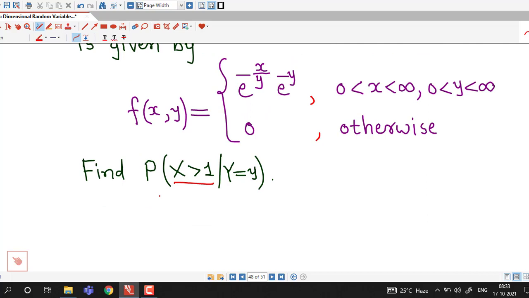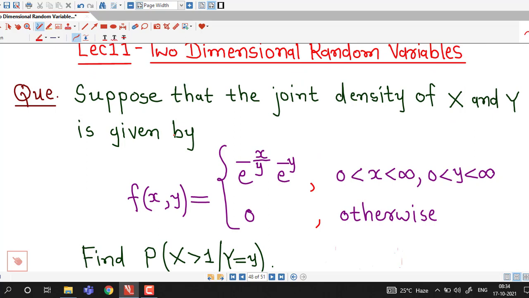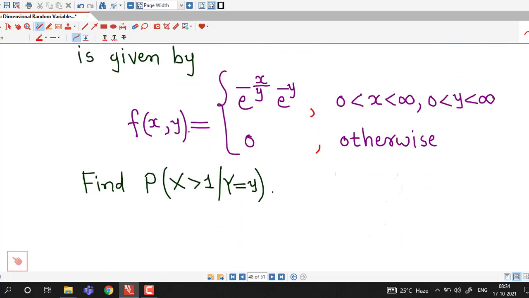So to find out this probability, first we have to determine the conditional probability density function of random variable x given that Y equal to y. So that is, we have to decide this probability density f of x by y. We have discussed this definition in lecture number 7. If you have not seen that lecture number 7, I suggest you watch that lecture first to understand these definitions required for this lecture.